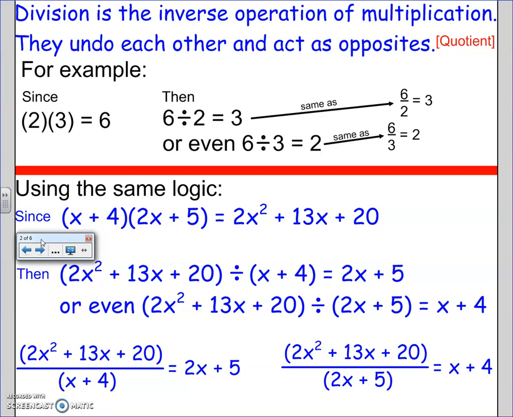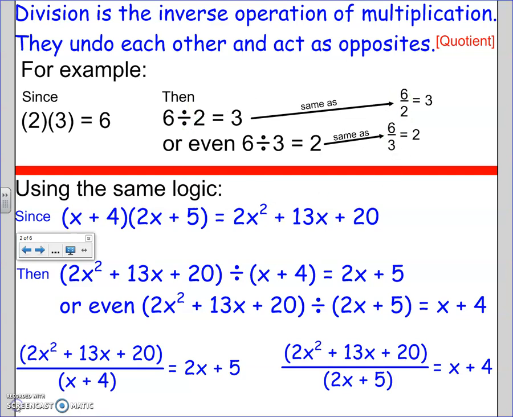So for example, since we know 2 times 3 is 6, we can go backwards. The answer 6 divided by one of the factors will give us the remaining factor. So 6 divided by 2 is 3, or even 6 divided by the other factor, 3, is going to give us 2. And we don't use the division sign anymore. We usually make it a fraction. So it'll look like this: 6 divided by 2 equals 3, or 6 divided by 3 equals 2. Alright, so we don't really use this division sign too much.